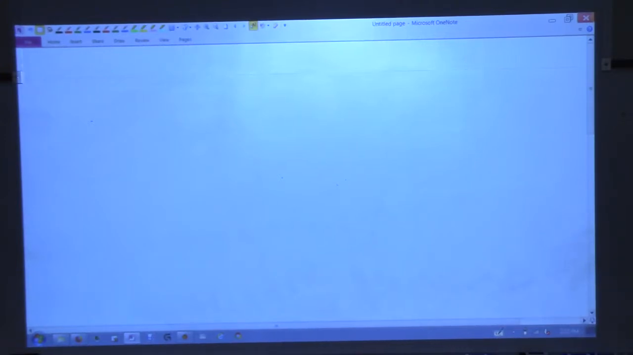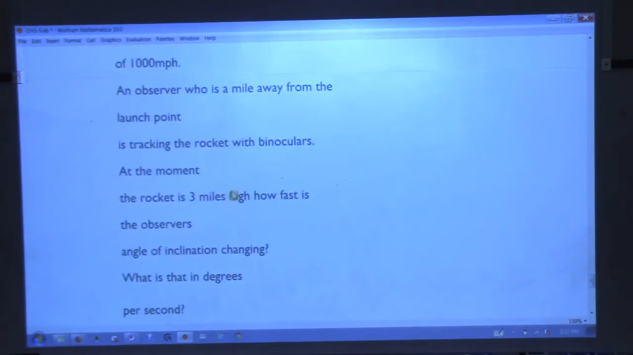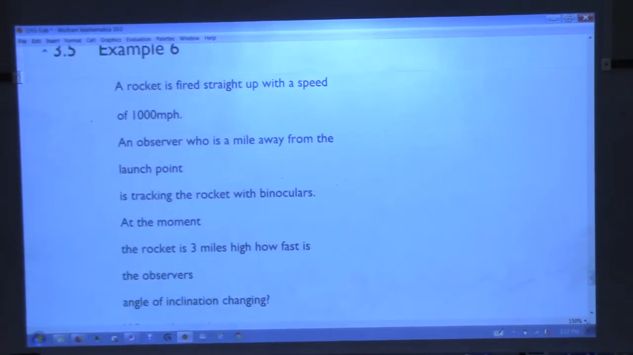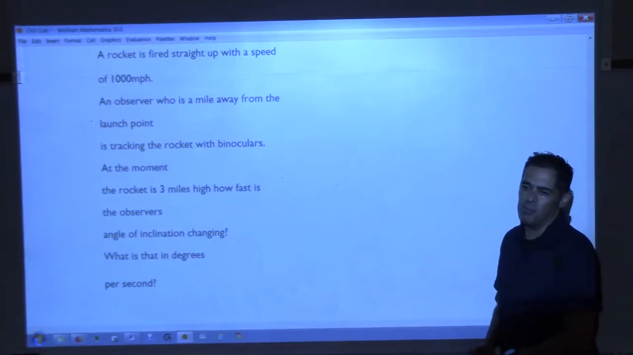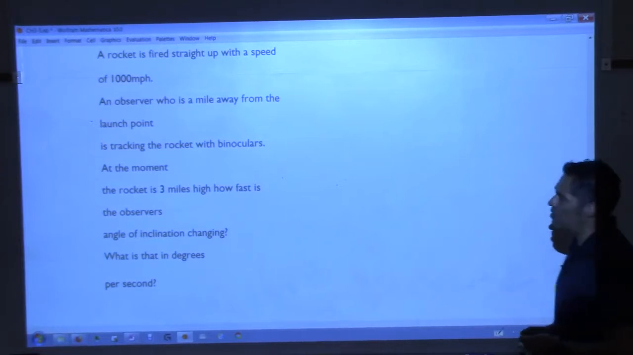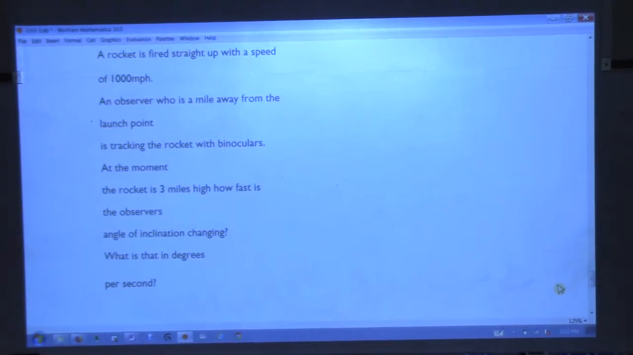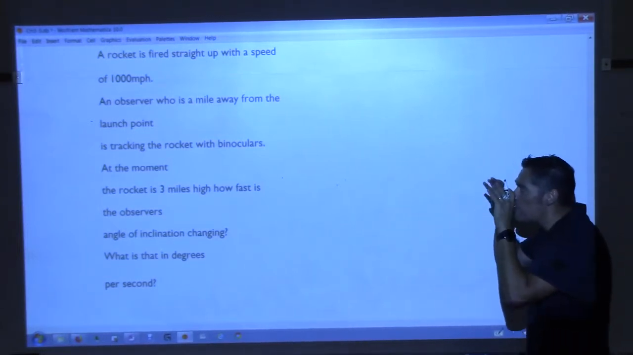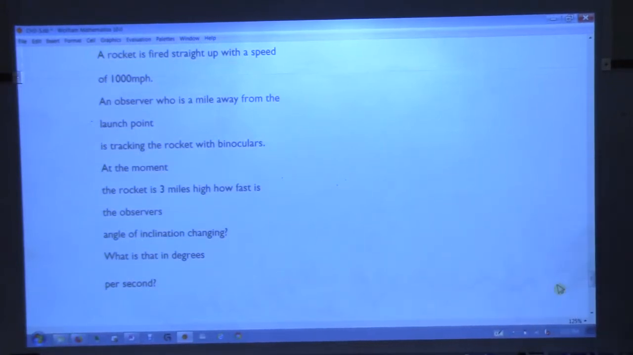All right, the last problem we're going to do is a word problem. Got to make it a little smaller. A rocket is fired straight up with a speed of 1,000 miles per hour. An observer who is a mile away from the launch point is tracking the rocket with binoculars. At the moment the rocket is 3 miles high, how fast is the observer's angle of inclination changing? Related rate is what this is.